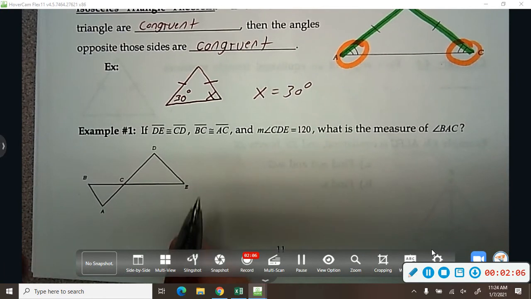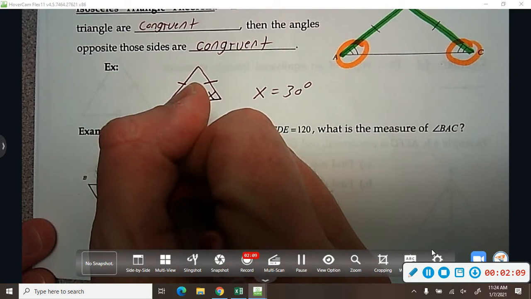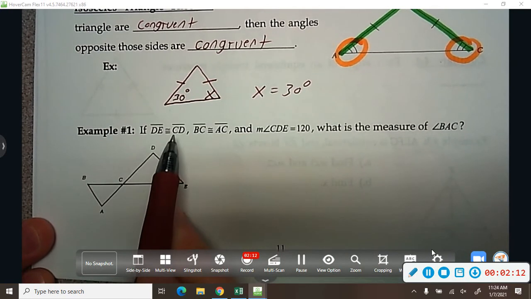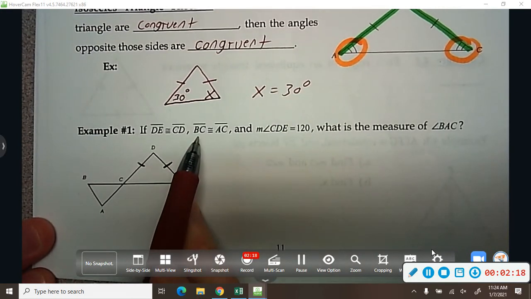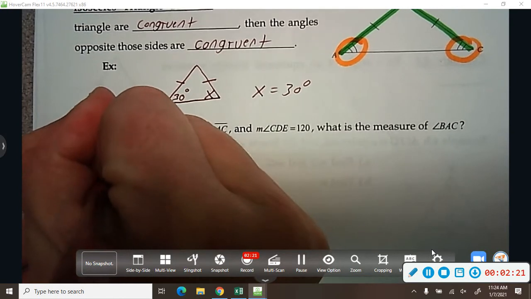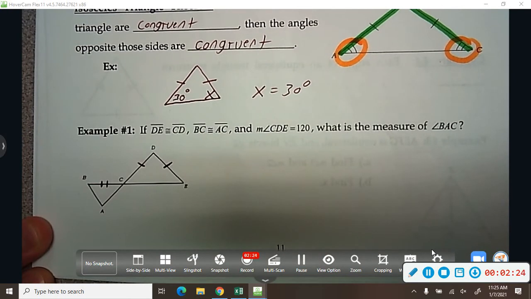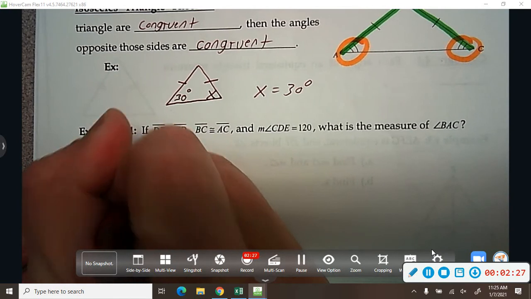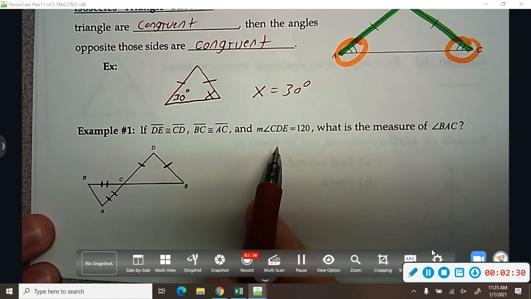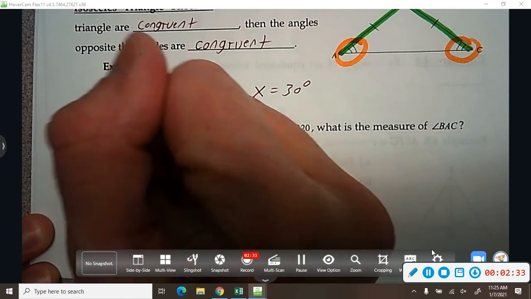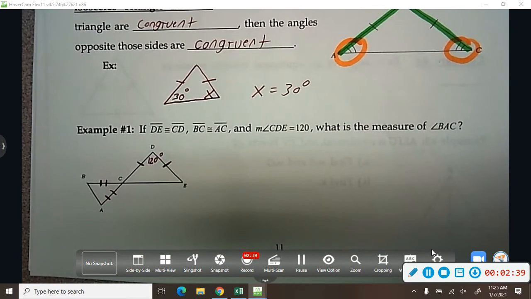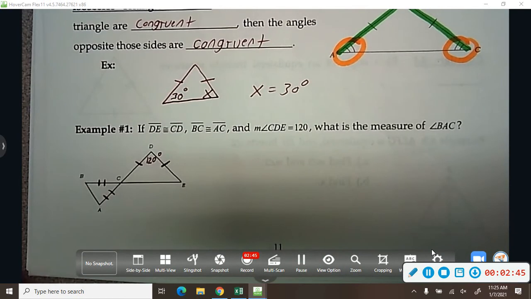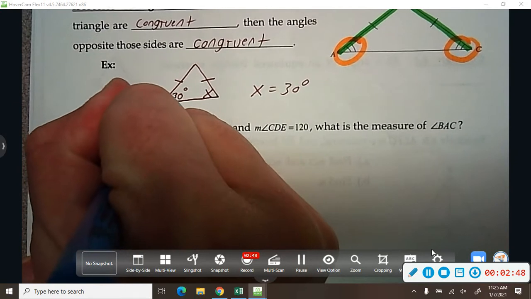Another example, let's say that DE, so I'm going to mark this DE, is congruent to CD, and BC is congruent to AC. And then we also know that the measure of CDE is 120. So what is the measure of BAC? So they want me to find the measure of this angle right here.